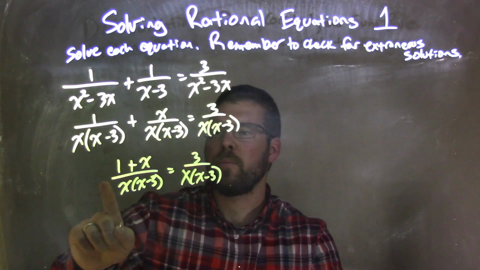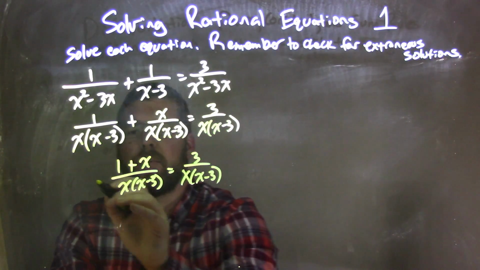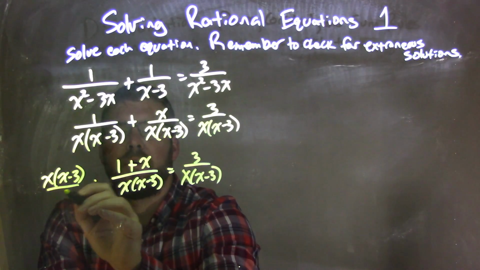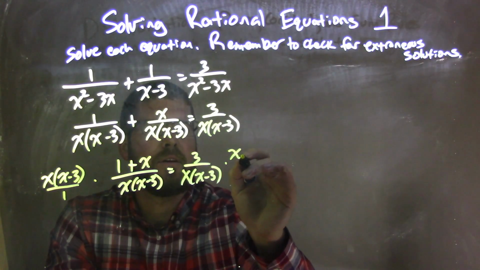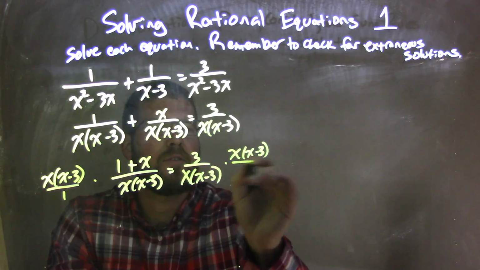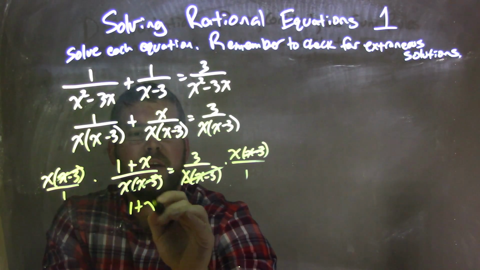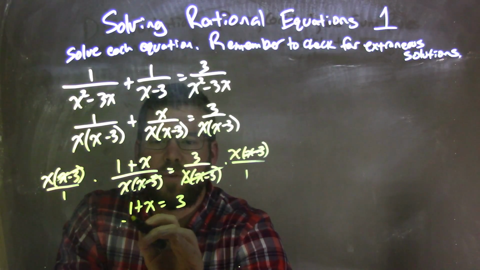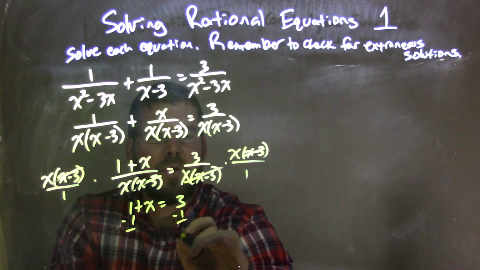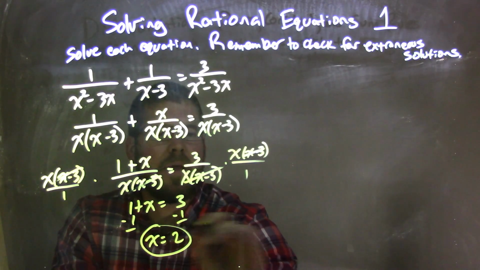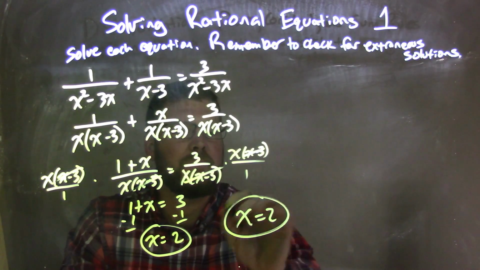Now I'm going to multiply both sides by this denominator to eliminate it. Multiply both sides by x times x minus 3, over 1. That eliminates it there, and eliminates it there, leaving me with 1 plus x equals 3. Subtract 1 from both sides, and I'm left with x by itself equals 3 minus 1, which is 2. And there we have it. Rewrite it here, nice and big in the middle.